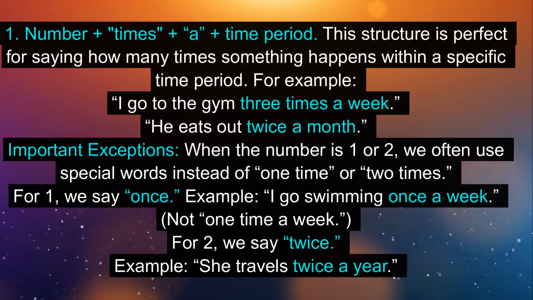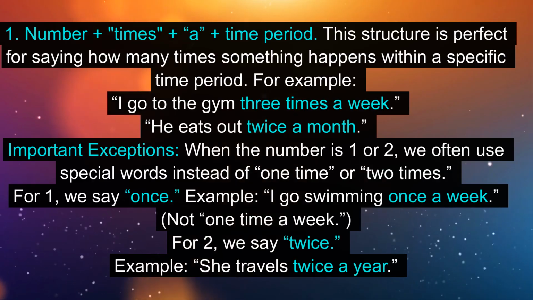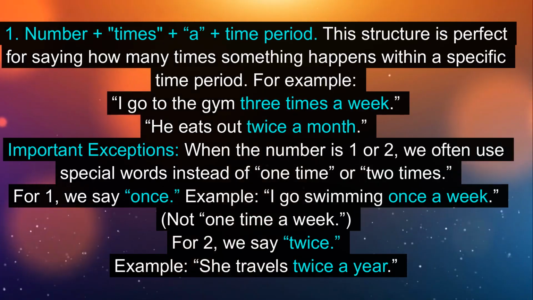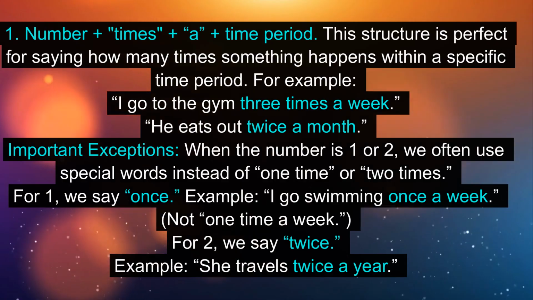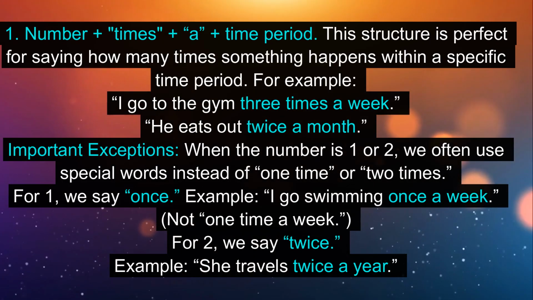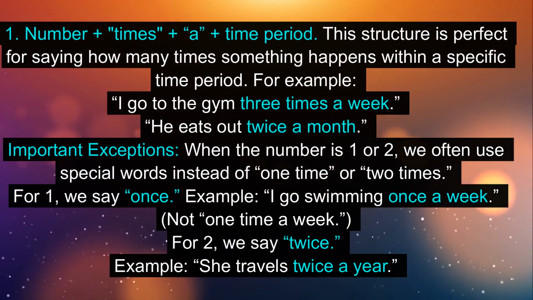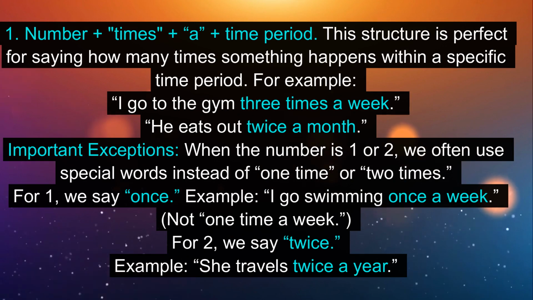Important exceptions. When the number is 1 or 2, we often use special words instead of 1 time or 2 times. For 1, we say once. Example, I go swimming once a week, not 1 time a week. For 2, we say twice. Example, she travels twice a year.